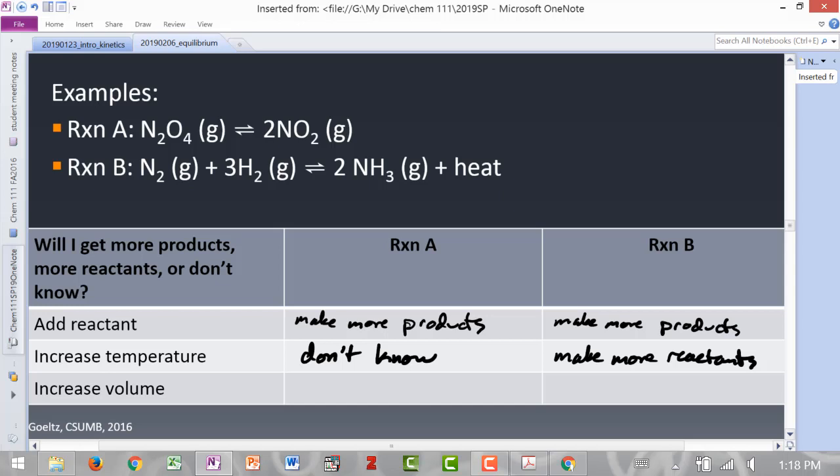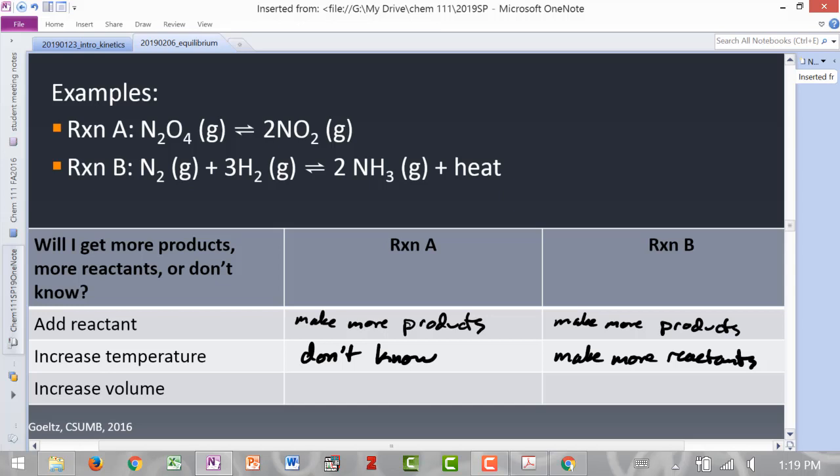Now, increasing the volume. If I have reaction A, where there is 1 mole of gas in the reactant and 2 moles of gas in the product, and I have it in a sealed ampoule, which is a good word in chemistry, a piece of glass that I've sealed with flame, totally sealed, with a certain volume. I crack open the ampoule and break it open to the atmosphere. I have drastically increased the volume. What does that gas do?